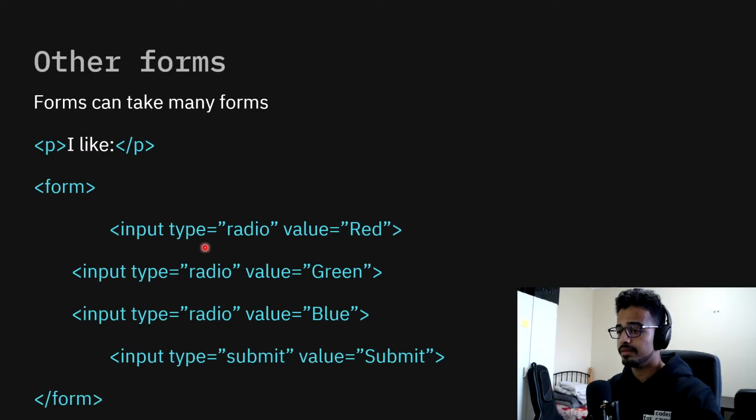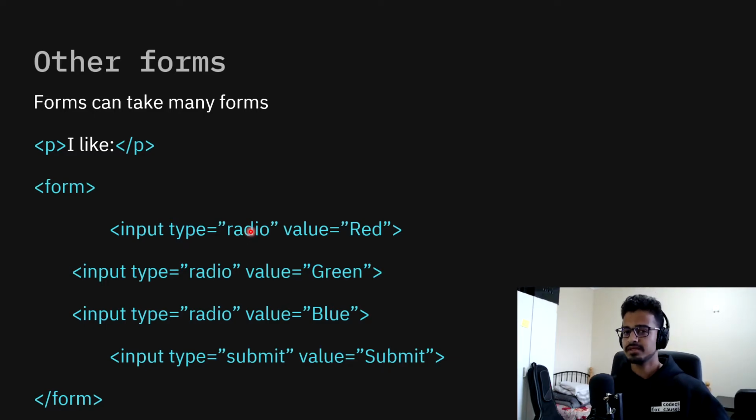Oh yeah, the other types of inputs, you can have radio buttons. They're basically like those multiple choice question kind of buttons. Over here they have red, green, blue, so you get 3 buttons that you select based on which color you like. And when you click submit, the form does what it's being designed to do.